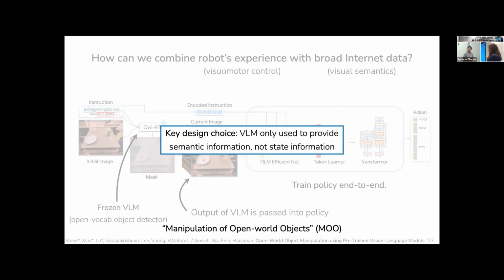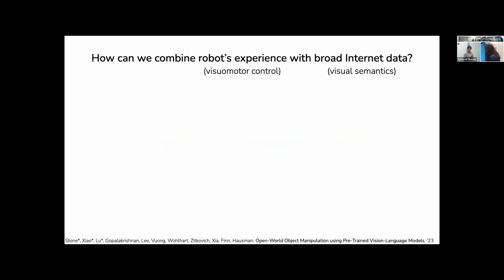Cool. So we refer to this approach as manipulation of open world objects because it allows us to use open vocabulary object detectors to manipulate objects that the robot wasn't trained on or moved. And in our experiments, we wanted to train this on data that has physical diversity such that the robot can generalize both physically as well as semantically.